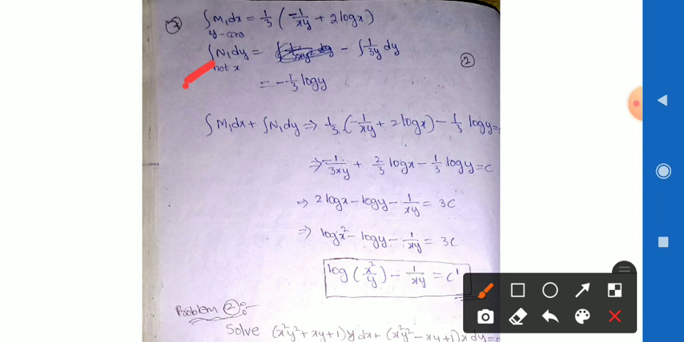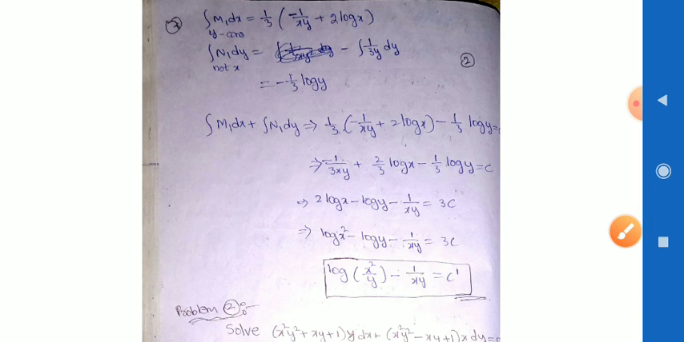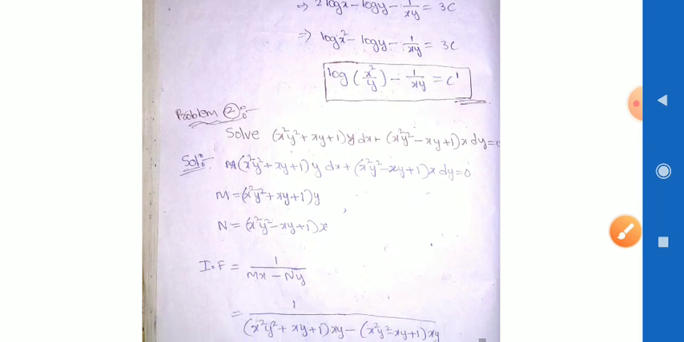By simplifying we get minus 1 by 3 into xy plus 2 by 3 log x minus 1 by 3 log y is equal to c, which on simplifying gives 2 log x minus log y minus 1 by xy is equal to 3c. Then by the log principles we have log x square by y minus 1 by xy is equal to c, which is the general solution for the given differential equation.